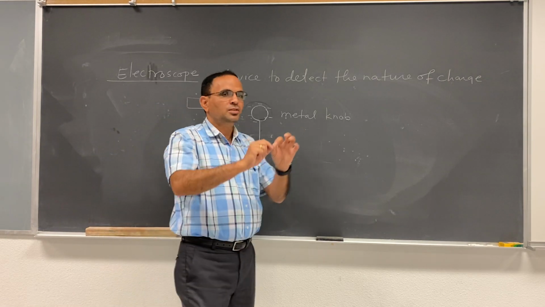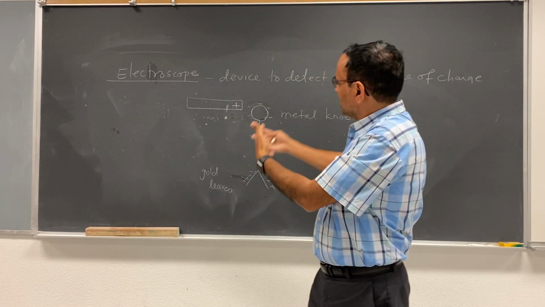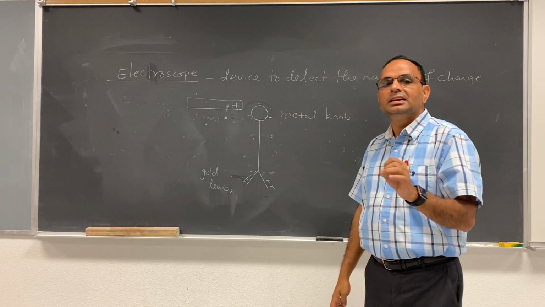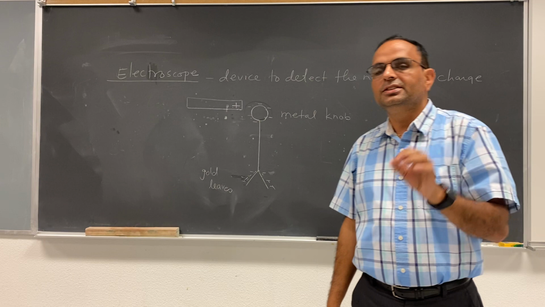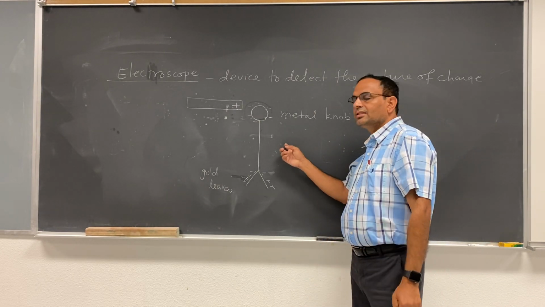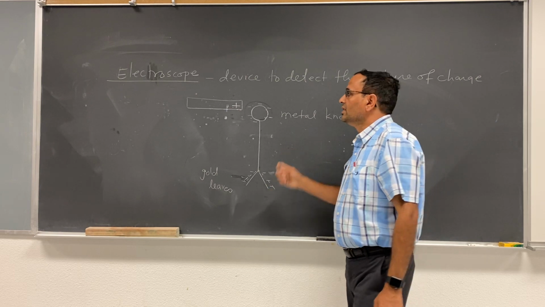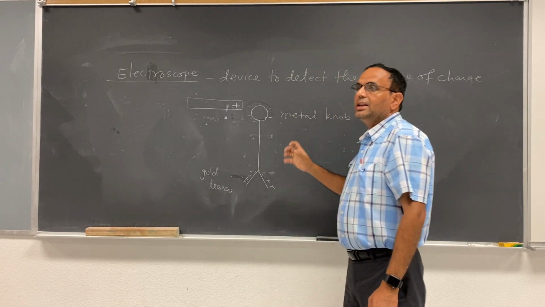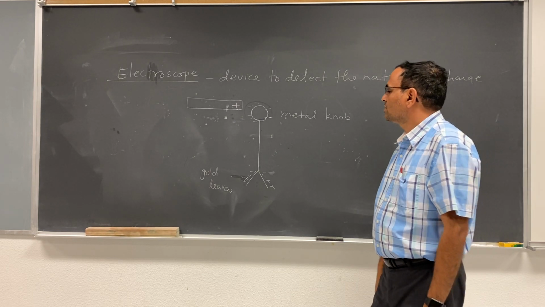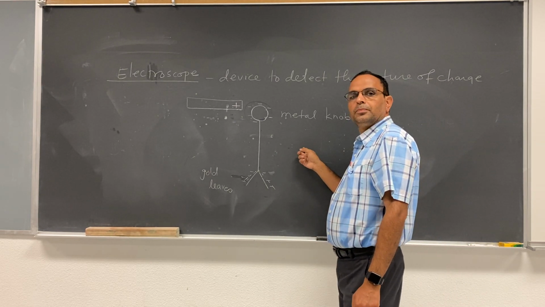So simply, you don't have to go into detail here. Simply, the electroscope is the device to detect the presence of charge, to detect the nature of charge. Sometimes people can ask you what is an electroscope. So it is the device to detect the nature of the charge and the presence of the charge. That's what we call the electroscope.